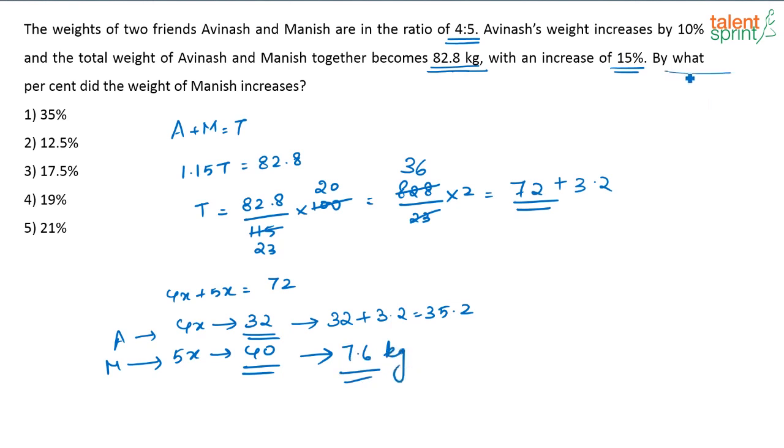Now what is the question? By what percentage did Manish's weight increase? So what was Manish's weight earlier? Manish's weight earlier was 40, right? So this is the percentage that you have to find out, correct? So what will be your answer? Your answer here will be 19%, correct? That is option 4. See, 7.6 by 40, right? Basically, 7.6 by 40 into 100 will be a little less than 20%. So the closest answer that you have is 19%. That will be your answer, correct?